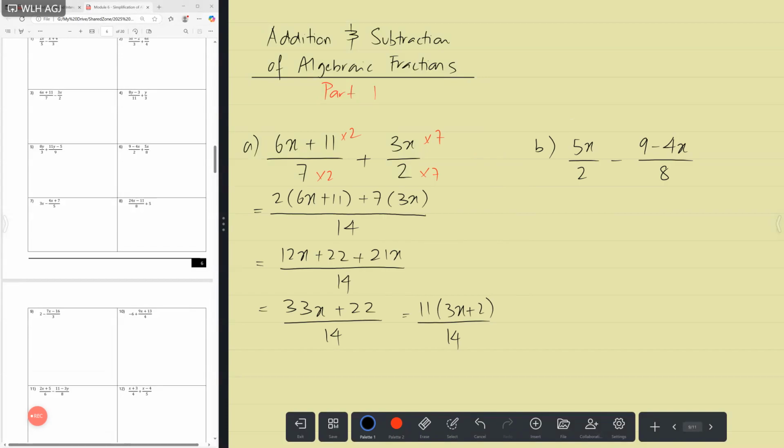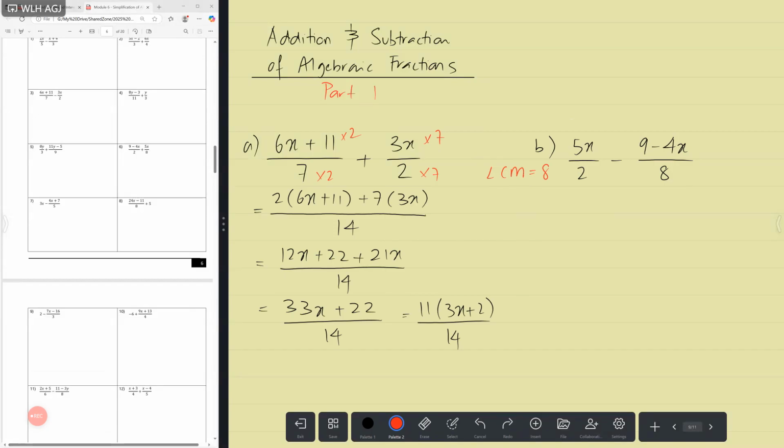Let's look at part B. This is very, very important. 5x over 2 minus (9 minus 4x) over 8. Looks simple. Yes, it is simple. Again, comparing our denominators between 2 and 8, the LCM is 8, correct? So there's no need for you to make them into 16, not necessary.